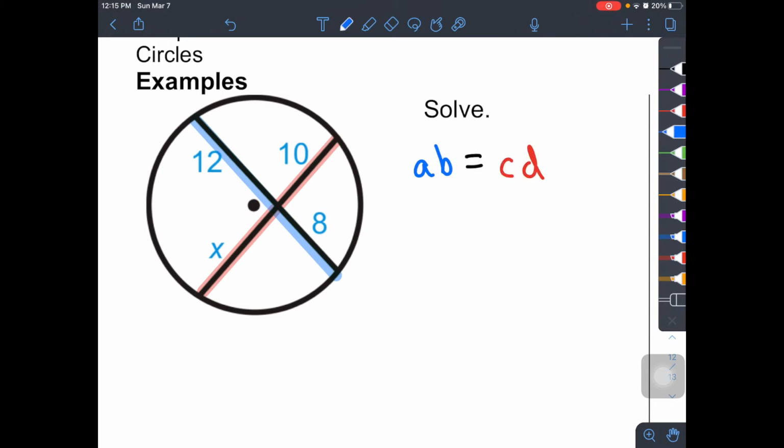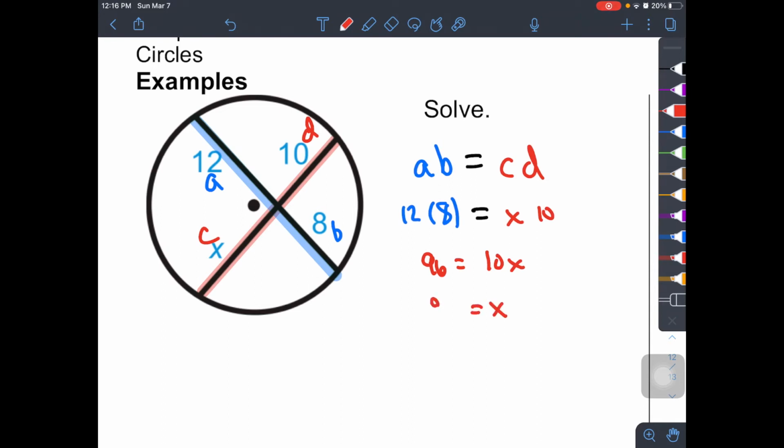We've got to label those pieces. So here's A, here's B, C, and D. Just make sure, again, that A and B are on the same chord, C and D are on the same chord, and you should be fine then. 12 times 8 equals X times 10, which gets us 96 equals 10X. Divide by 10 on both sides. X turns out to be 9.6.